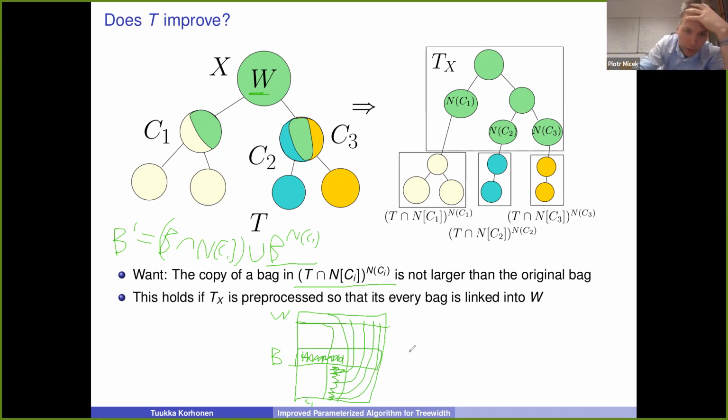Okay, but why does the linkage have to go through the right side of the bag? Why not the path on the left side? Here on the left side we have component C1. And this flow, what is it? It's from the neighborhood of C1 to W, and W is a subset of X. So this W is contained completely outside of C1.